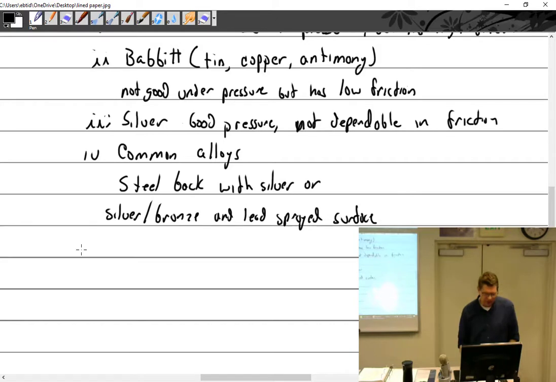So there's that one. And I've got another one here: bronze backed with a lead or Babbitt surface.